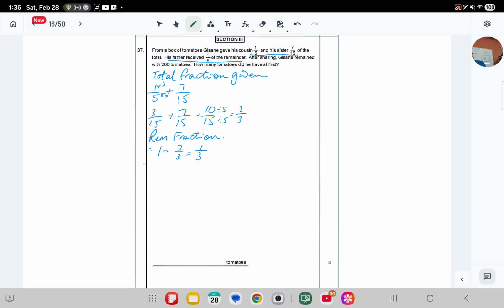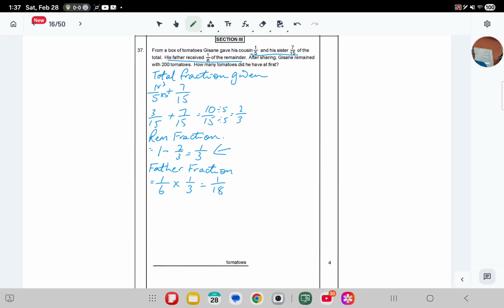So we know now the remaining fraction was 1/3. Now we can calculate how much the father received, well, the fraction the father received. And I said it is 1/6 of, we need to multiply the remainder, and we know the remaining fraction was 1/3. So 1/6 of 1/3, which is 1 times 1, 6 times 3 is 18. So his father received 1/18 of the quantity.